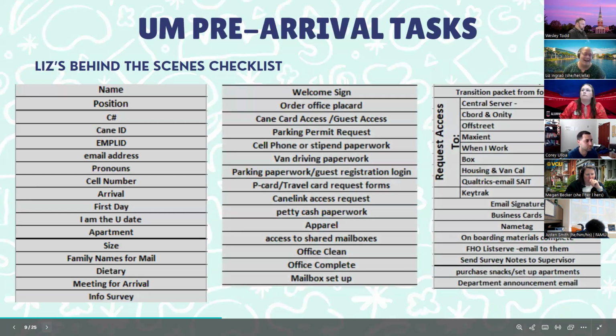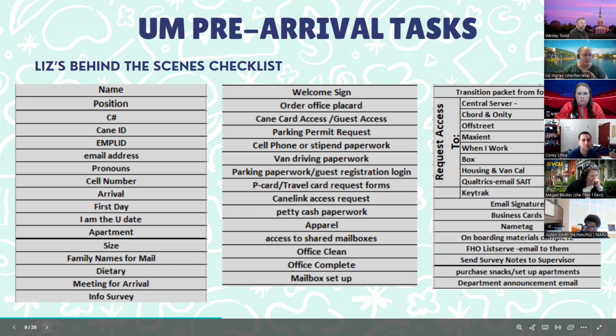So this is my Excel sheet, cut down. There's more than this, but I just wanted to put some of these in here as a sense of what are things we're not thinking about. So for me, as they're coming, what are all these identification markers that I need to know to give them all the access? Do you have to request their parking permit? Do you do a cell phone stipend? If so, what does that paperwork look like? Are they getting a travel card or a purchasing card and doing that paperwork? Is their office clean? Is their setup complete?